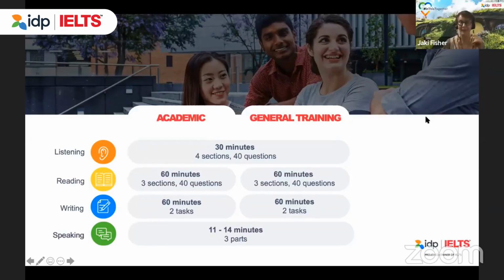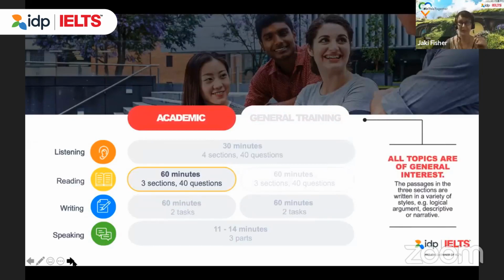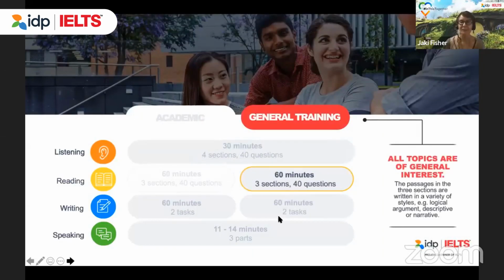So let's talk about the reading test. It's slightly different for academic and general, but it's 1 hour, 40 questions, 3 sections. In academic, you are reading things that you would probably read at university, like journal articles. In general, you're reading things that you could encounter when you live in that country. Maybe a timetable, maybe a TV guide, maybe some advertisements. But section 3 is always one long passage for general as well.